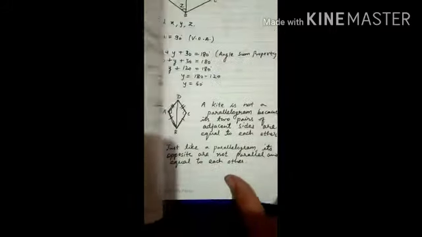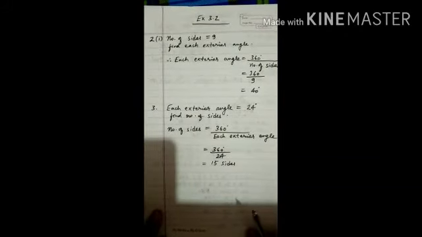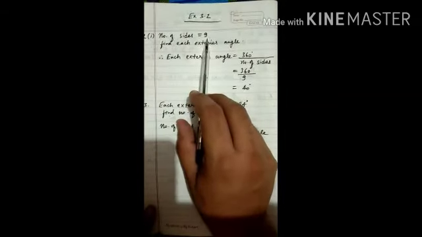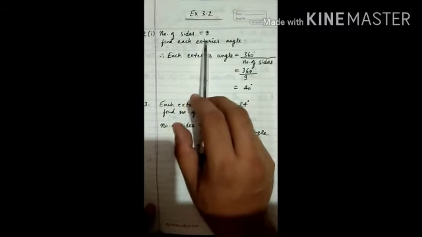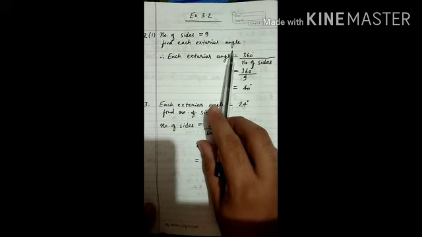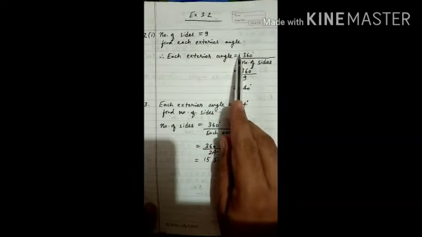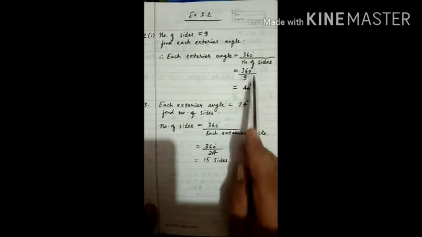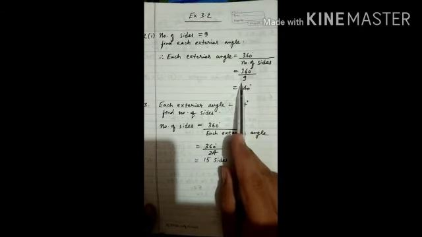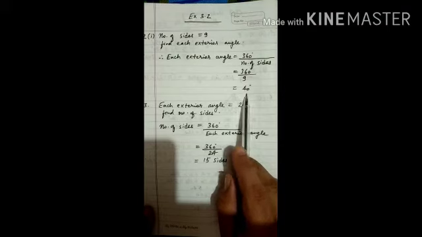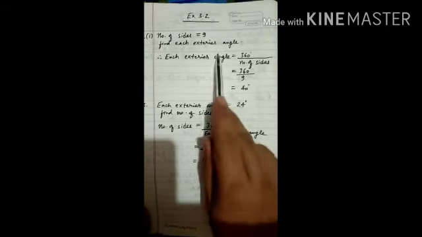Another question. I am taking one or two questions from exercise 3.2. Question number 2, first part. Number of sides is given as 9. We have to find each exterior angle. I told you a formula to find each exterior angle: 360 degree divided by the number of sides. So the number of sides is 9. We will put 9. 360 divided by 9 equals 40 degree. It means each exterior angle of a polygon with 9 sides will be equal to 40 degree.